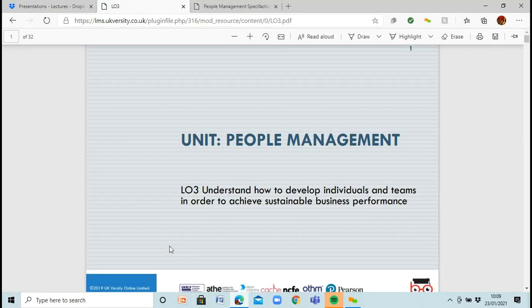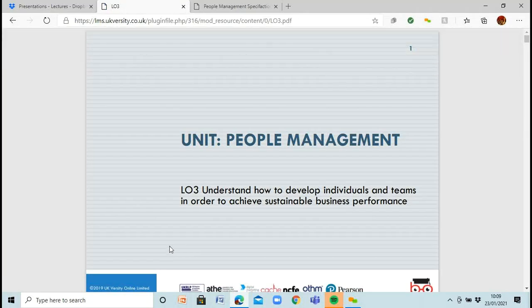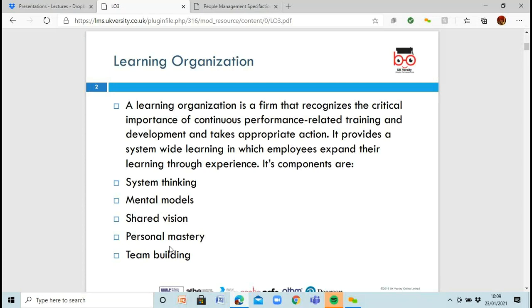So learning outcome 3 for the people management unit, understand how to develop individuals and teams in order to achieve sustainable business performance. So we're going to just look at a little bit of an overview before we start looking at the actual assessment criteria.